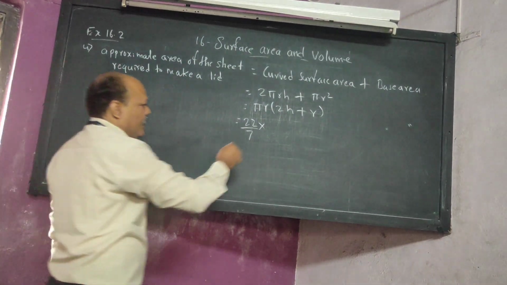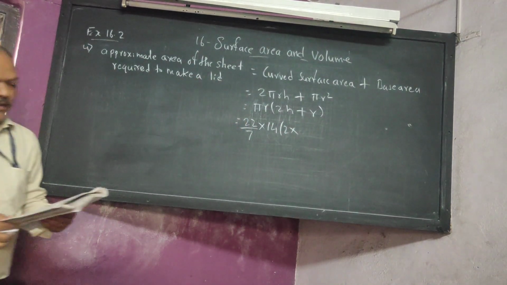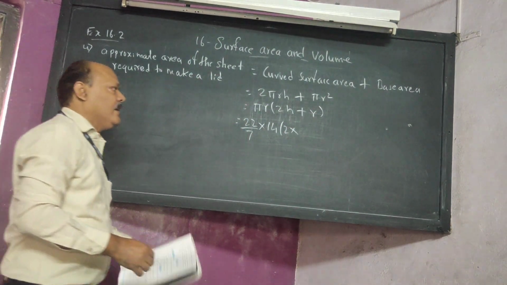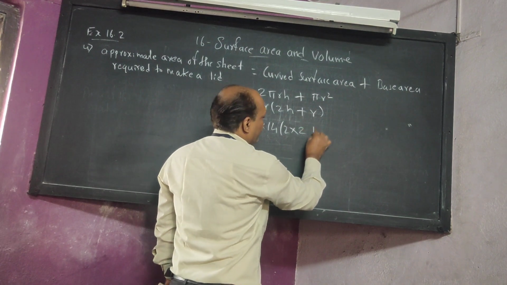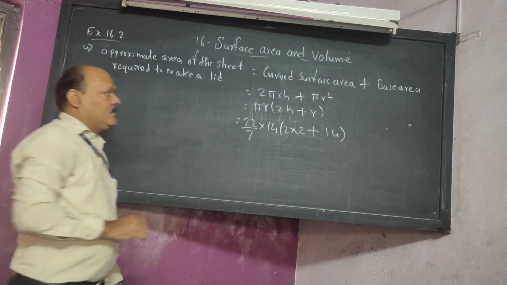That will be same. Only the height will change. Here the height of the lid is given to you, 2 centimeter. What the height is given to you? 2 centimeter. So we will take here 2. And the radius is same, 14 centimeter. I hope all of you understood it here.